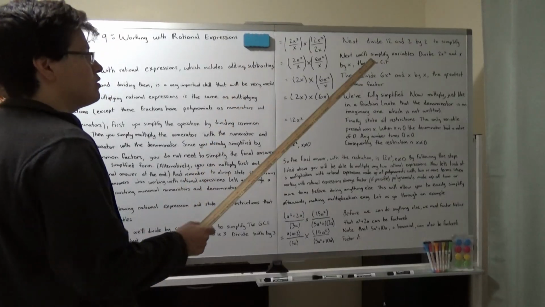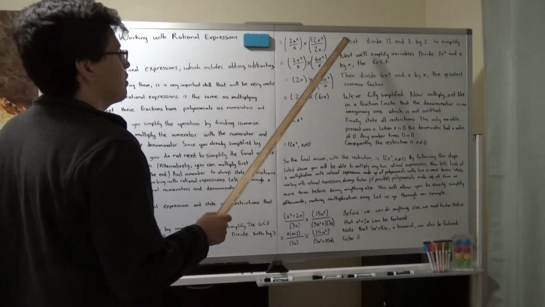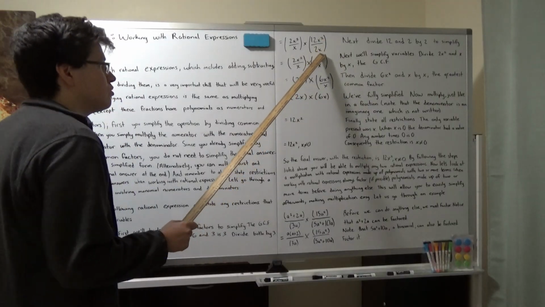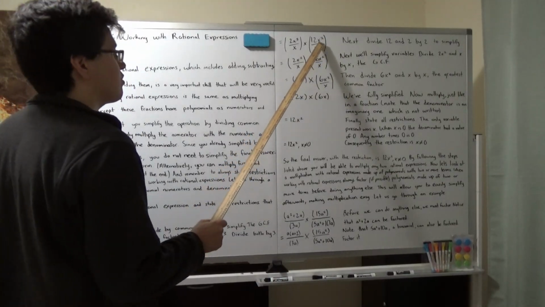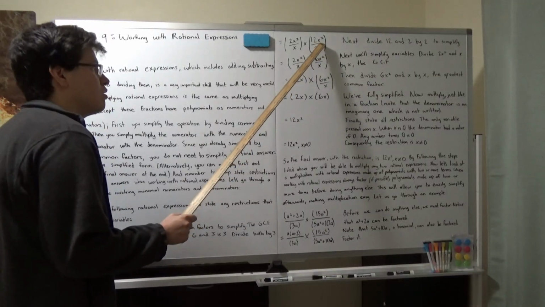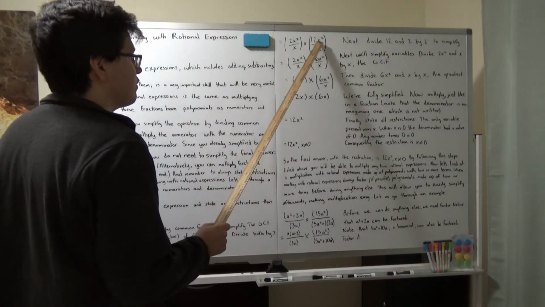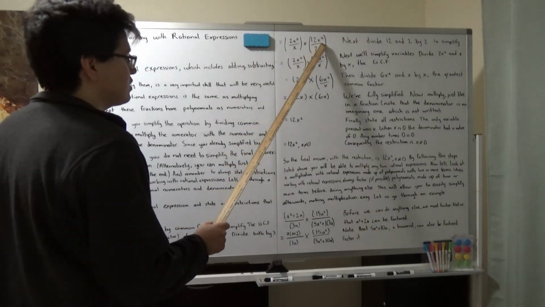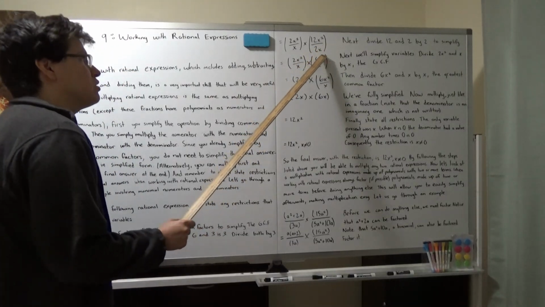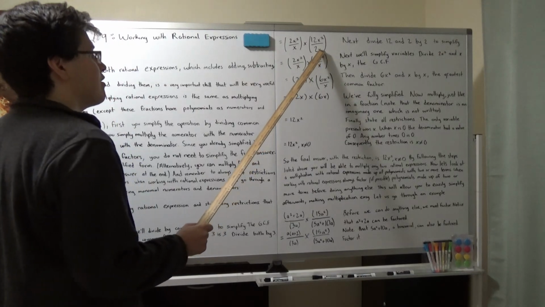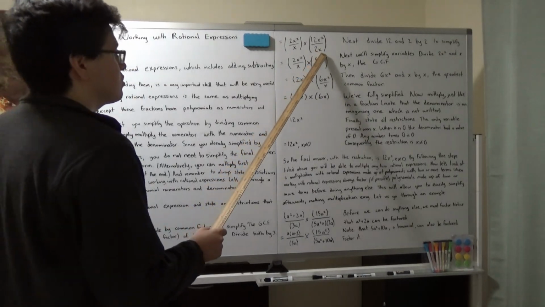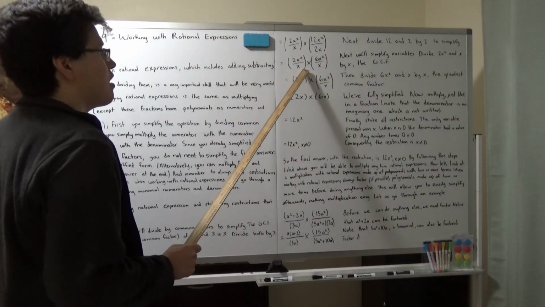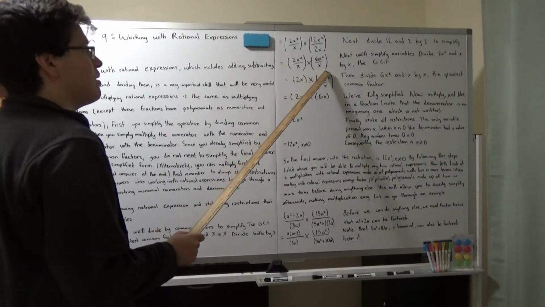Next we divide 12 and 2 by 2 to simplify, because this is the greatest common factor of these two coefficients. 12 divided by 2 is 6, so we have 6x squared in the numerator, and 2x divided by 2 is x, so we have x in the denominator. So we have 2x squared divided by x times 6x squared divided by x.